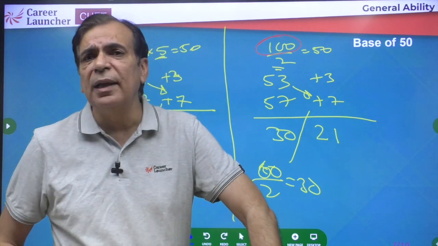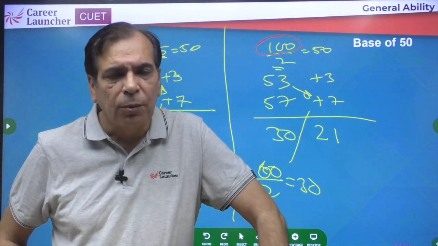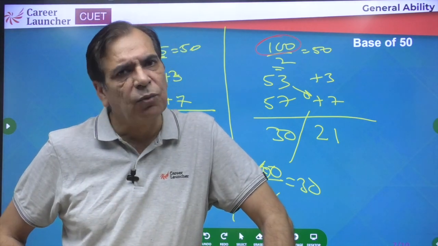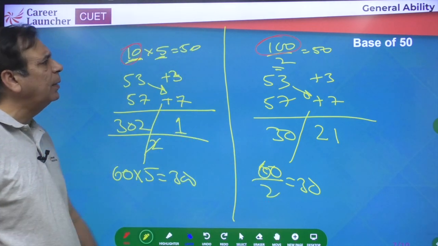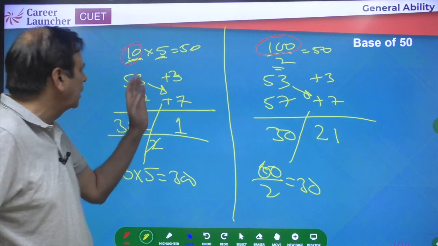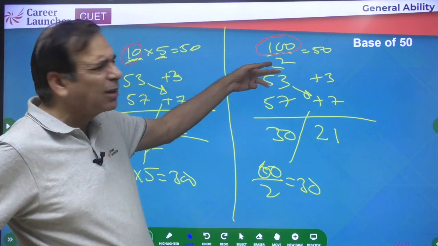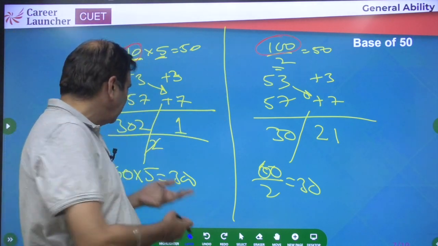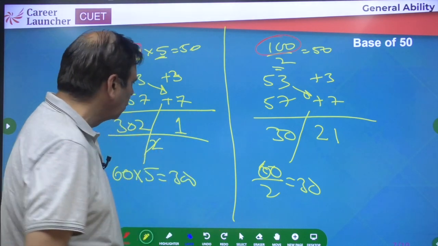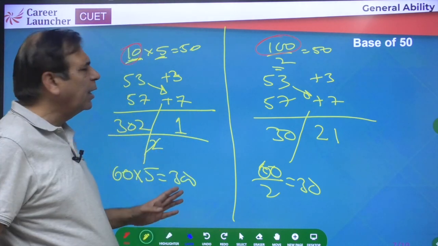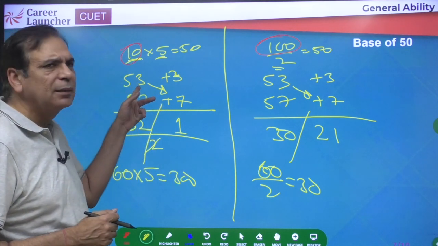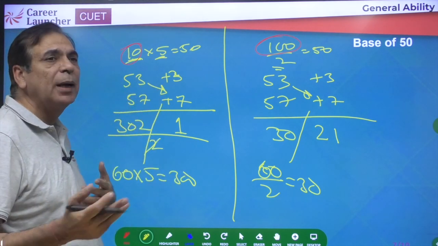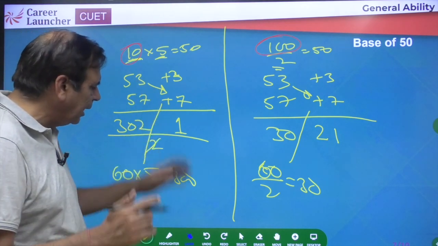So you need to be clear that the method is very, very robust and you can work with any base which you want. However, my suggestion would always be to go for 100 by 2 rather than 10 into 5, because this dividing by 2 I always find easier. If you find multiplying with 5 easier, that's fine, you can go with that also. But if you have to do, let's say, 64 into 62, then probably 10 into 6 might be an easier option for you, but I'll leave that call to you.